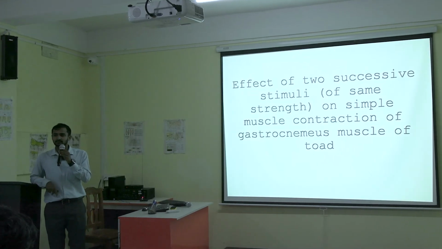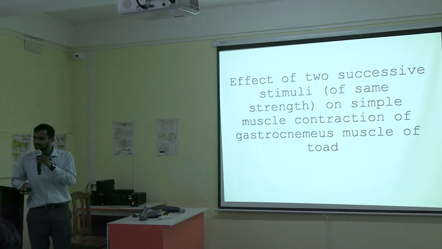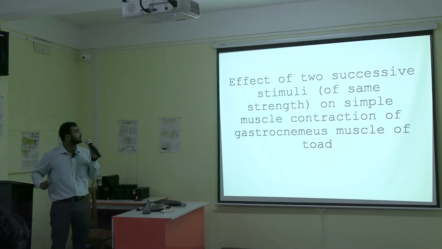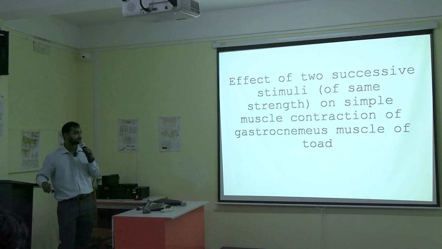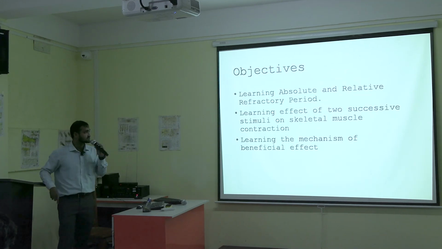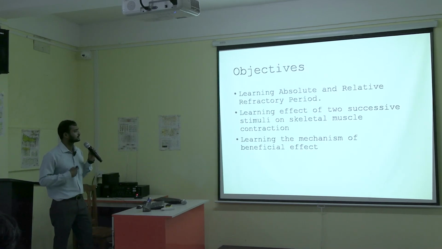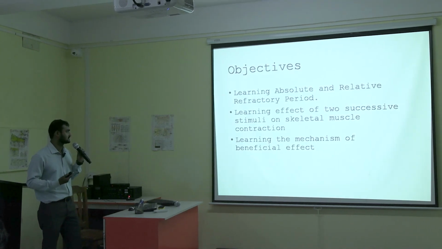We have taken your previous classes like simple muscle twitch, then effect of temperature, then multiple stimuli. So now today's class will be the effect of two successive stimuli on simple muscle contraction of the gastrocnemius muscle. In the objectives of today's class, first we will know about the absolute refractory and relative refractory period. Then we will learn the effects of two successive stimuli on the skeletal muscle. Then the mechanism of beneficial effect.